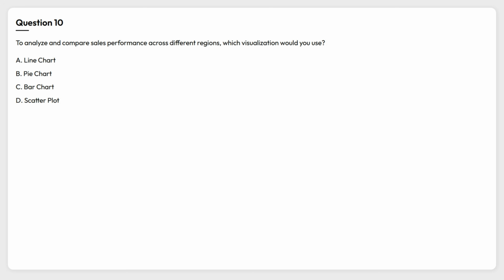Question number 10. To analyze and compare sales performance across different regions, which visualization would you use? Option A, line chart. Option B, pie chart. Option C, bar chart. Option D, scatter plot. The correct answer is option C, bar chart.